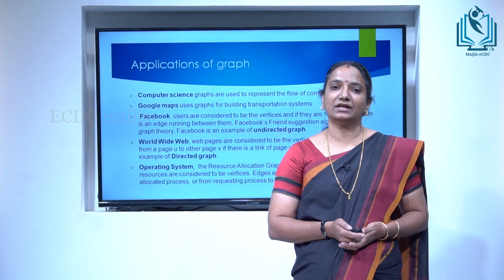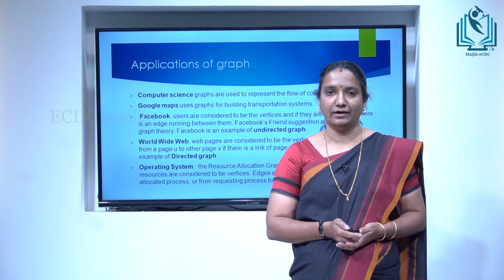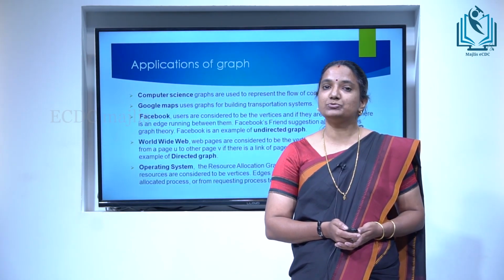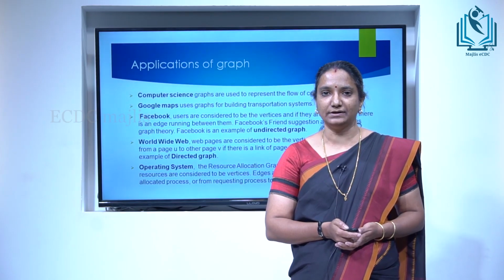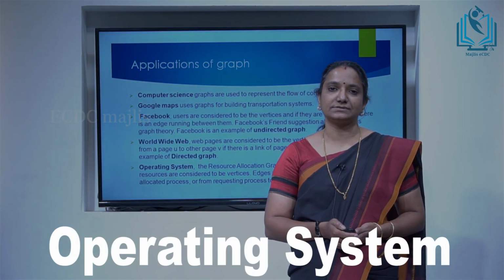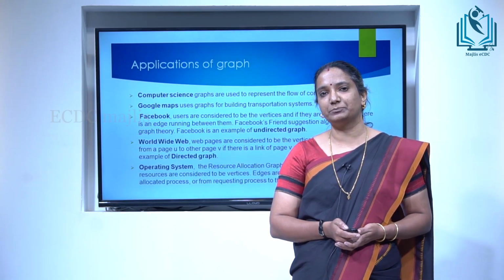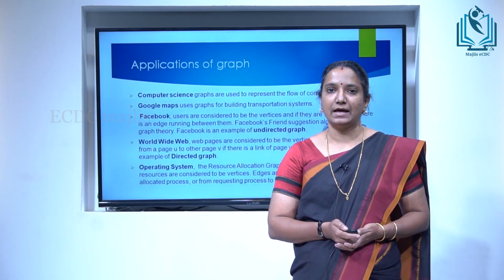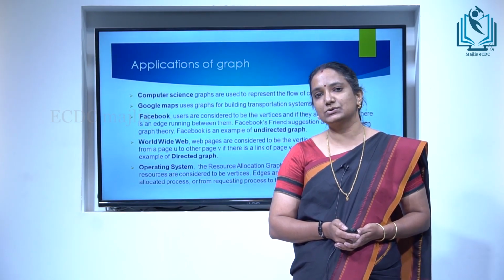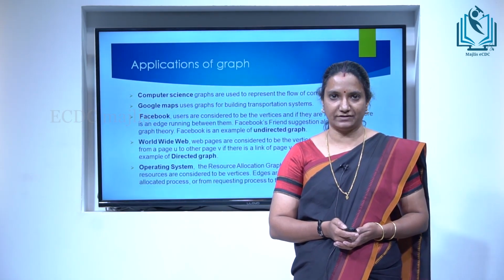Whereas in our Facebook, we are using graph theory algorithms for friend suggestion. In that, users are considered as nodes and between friends, there is an edge. In operating systems, we have come across a word resource allocation graph, in which resources and processes are called nodes and the request between the process and resource is considered as an edge. That's all about the applications of graphs.